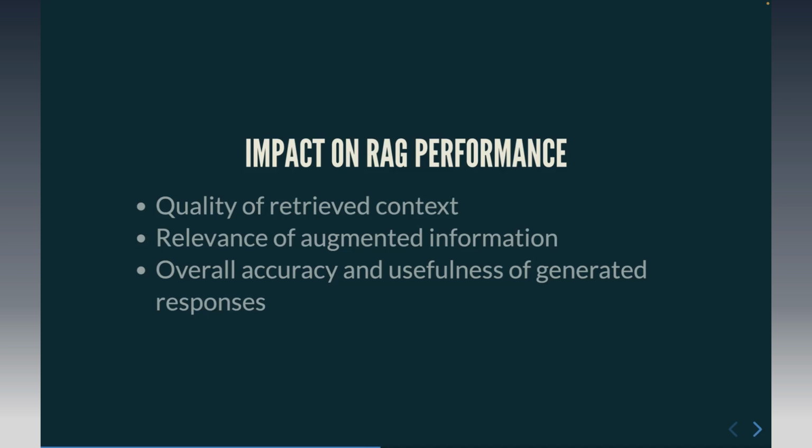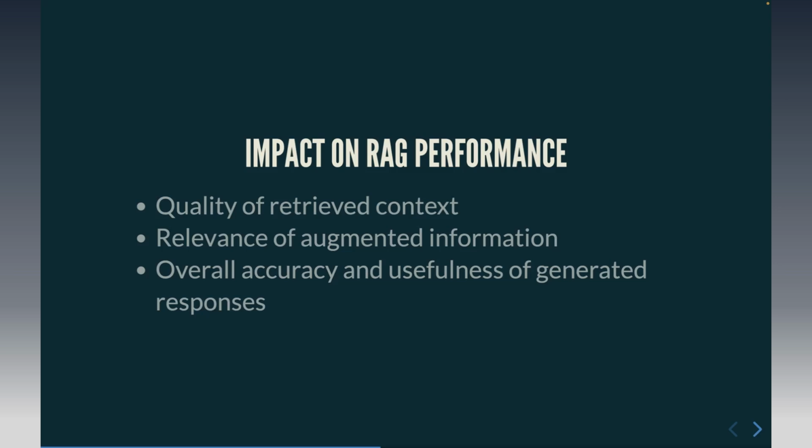The way we process our documentation has a significant impact on the performance of a RAG system. It affects the quality and the relevance of the context that we retrieve, which in turn influences the accuracy and usefulness of generated responses from LLMs. Poor document processing can lead to irrelevant retrievals and less helpful outputs.